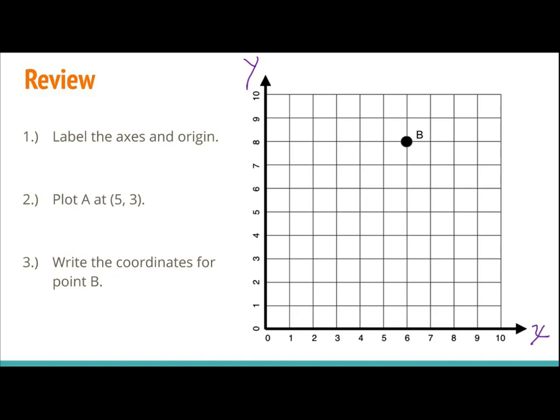And I always remember that because to me a y looks tall, like it's tall and straight, so that would be up and down. The origin is right where these 2 axes intersect. So we label this as the origin, and it has an ordered pair of 0, 0. So now this one's done.